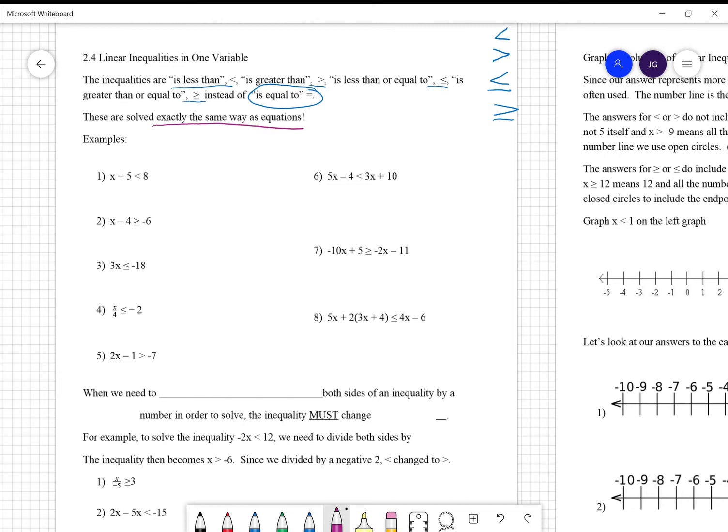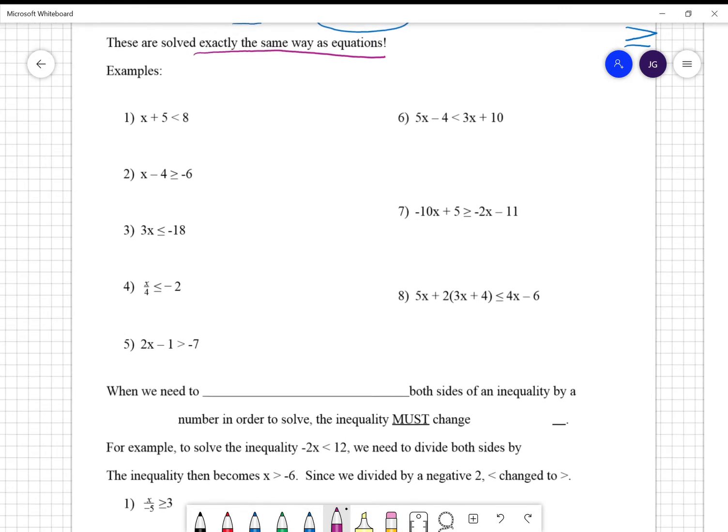I'm trying to get the variable all by itself. So in my first example, in order to solve for x, I subtract 5 on both sides. My answer is x is less than 3. So I don't get a specific answer, I get a description. Any number less than 3 would be a solution to that inequality.